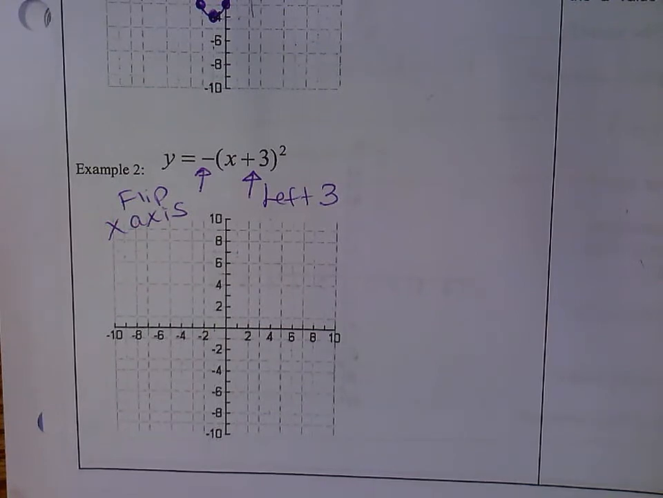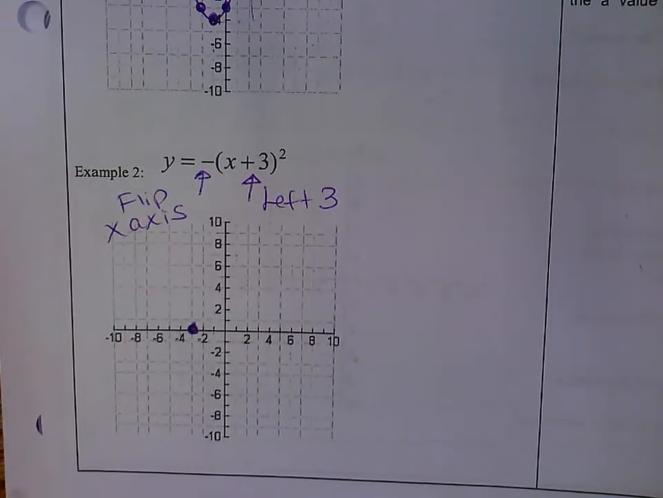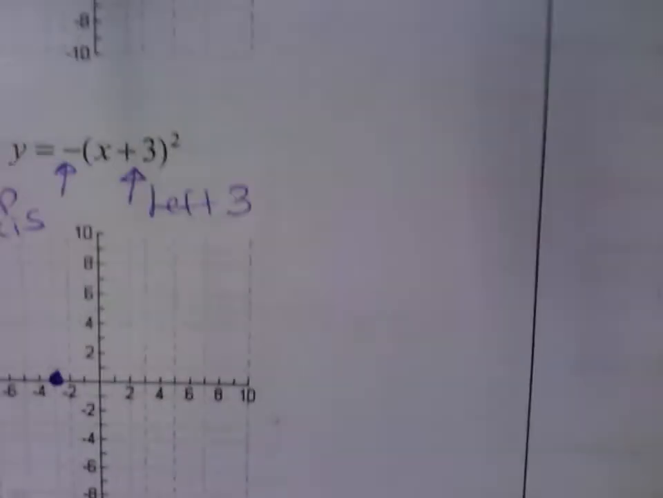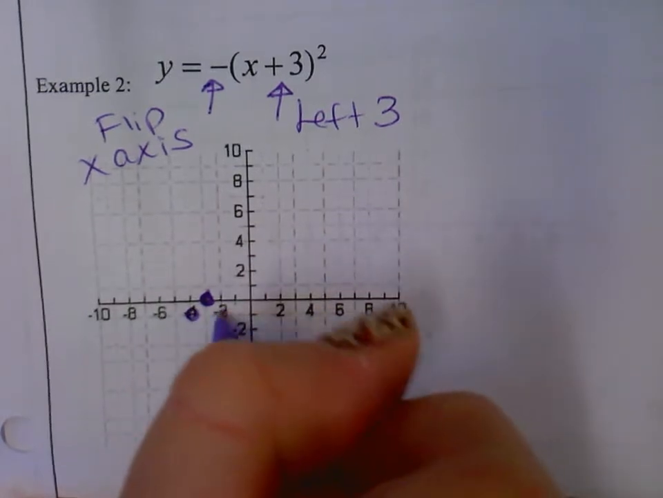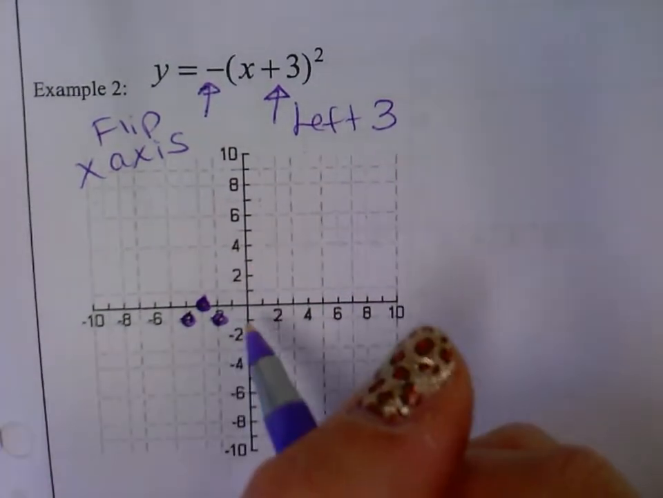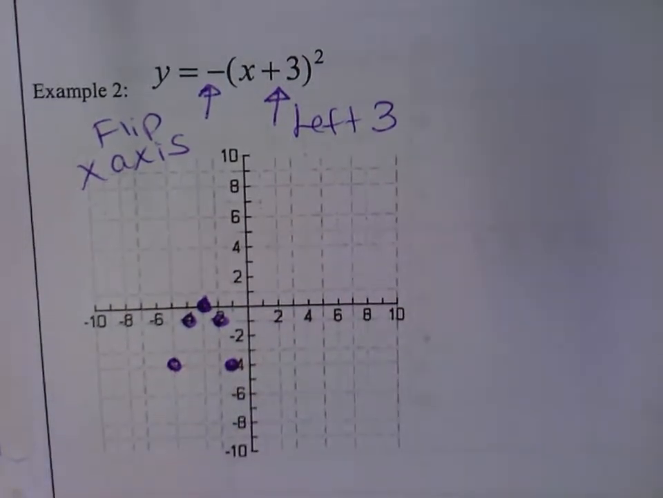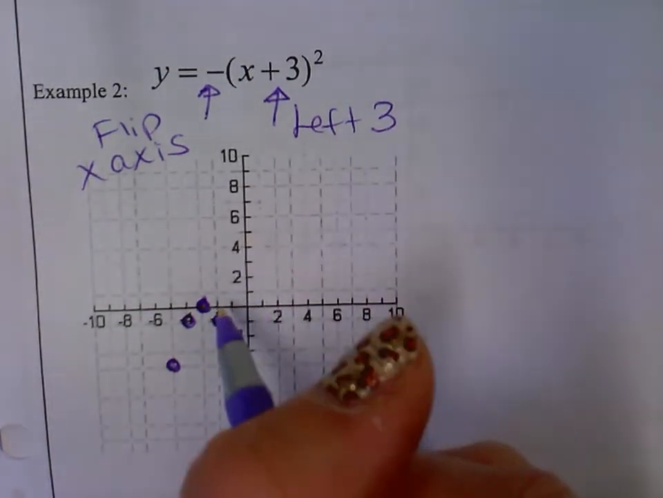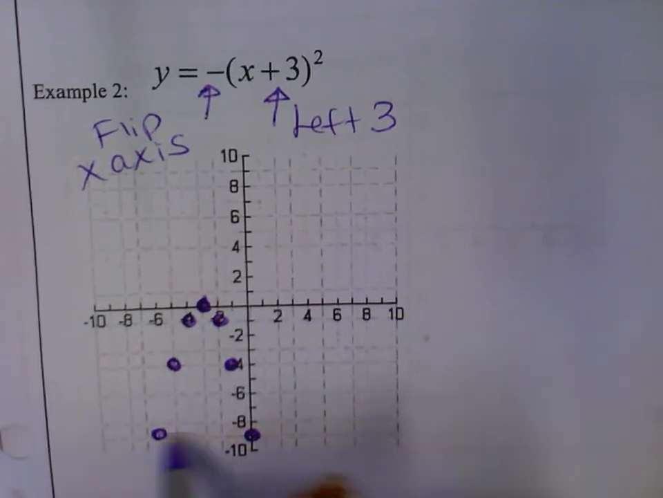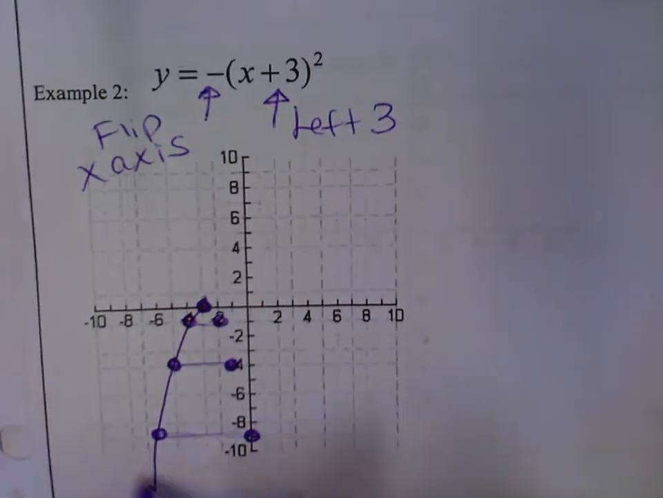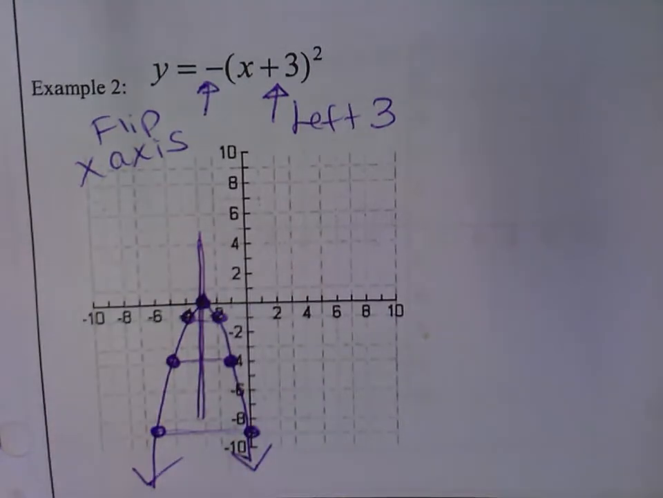I'm going to find my vertex by going left 3. There I am. And then I'm going to just flip that parent function upside down. So I go over 1 and down 1, over 2, and I would be down 4, so I'd be at negative 4 from the vertex. And then over 3, 3 squared is 9, so I'm going to be right at a y-value of negative 9. And I just draw across from it. It's symmetrical, right? All these points are symmetrical across that line of symmetry that cuts this graph down the middle.